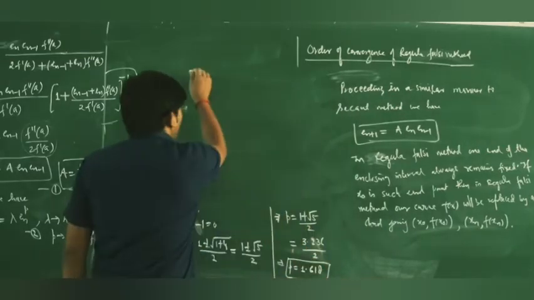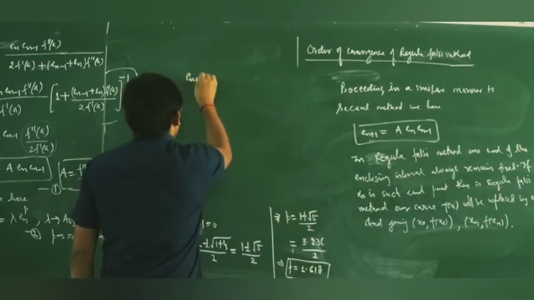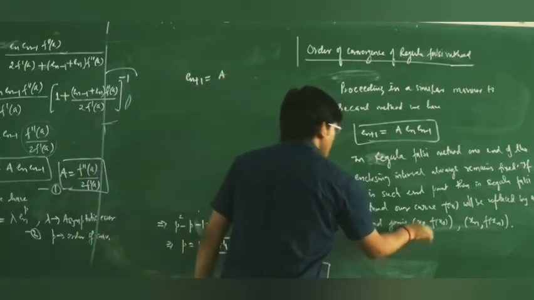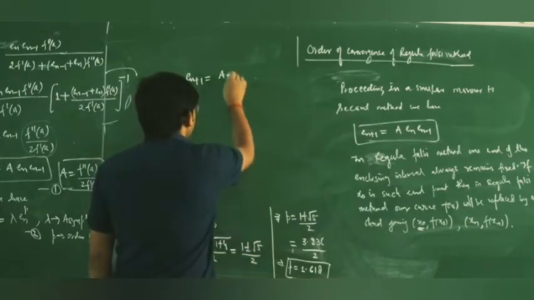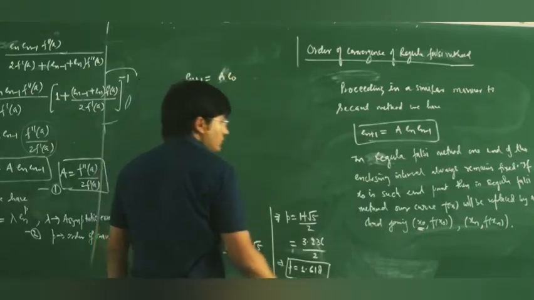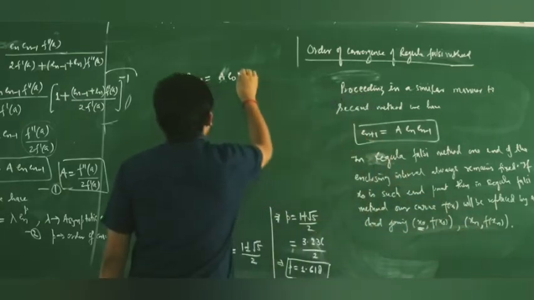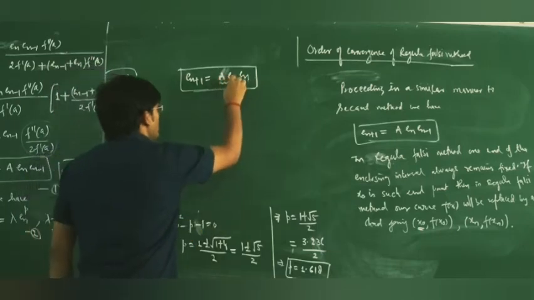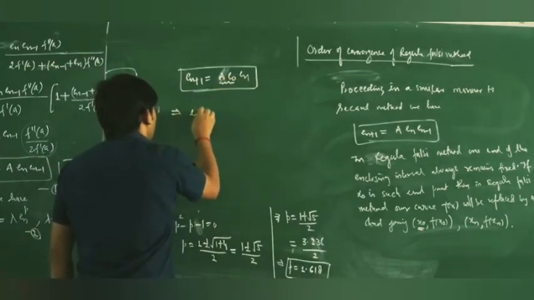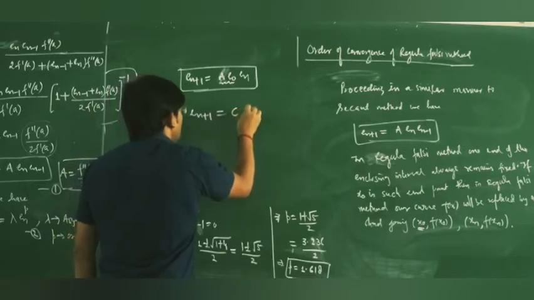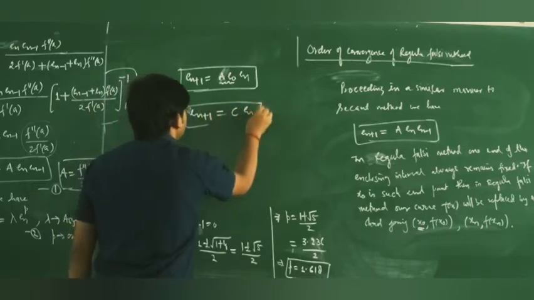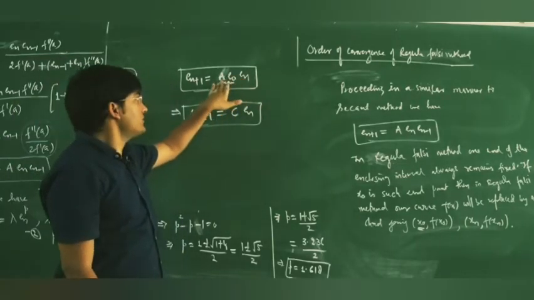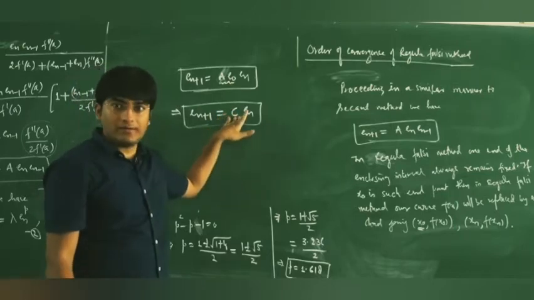In this case, our en plus 1 will be equal to a times, now this is the corresponding value for this x naught will be your a e naught, and the corresponding error for this xn will be your en. As our x naught is fixed, so that means this value is your constant. So here we can write en plus 1 equal to c into en. As our x naught is the fixed point, this e naught will be fixed, a is the constant, so we have this value as c into en.